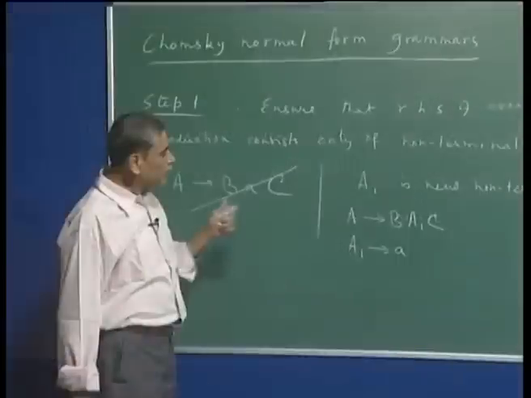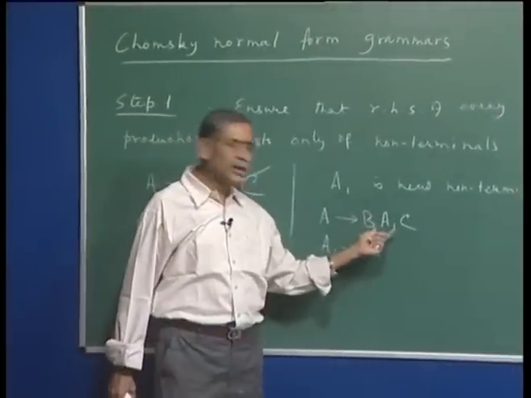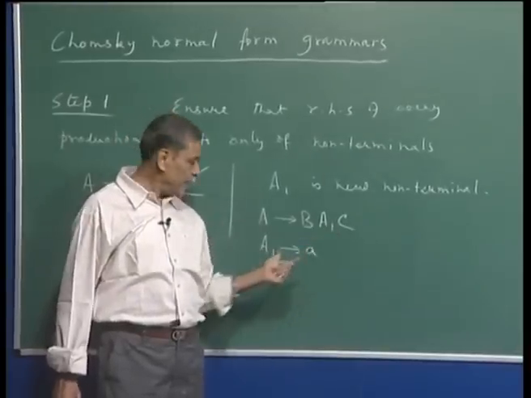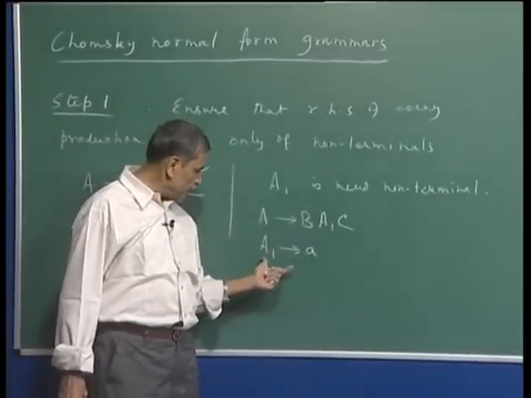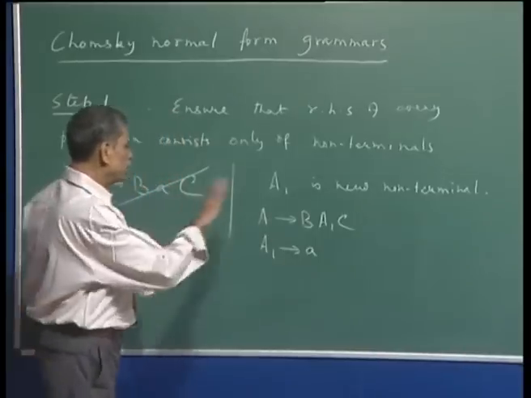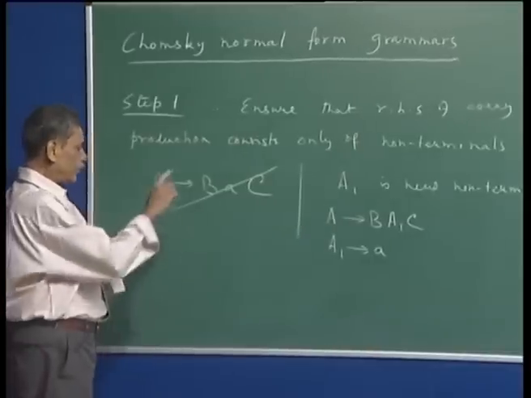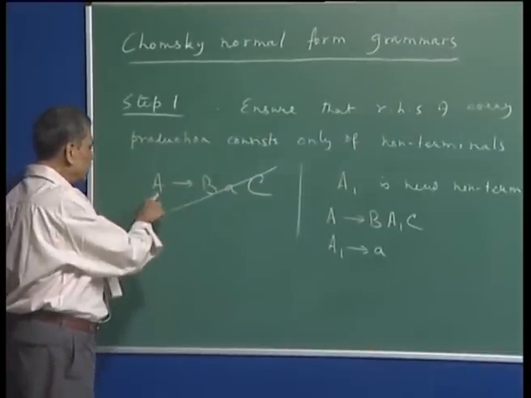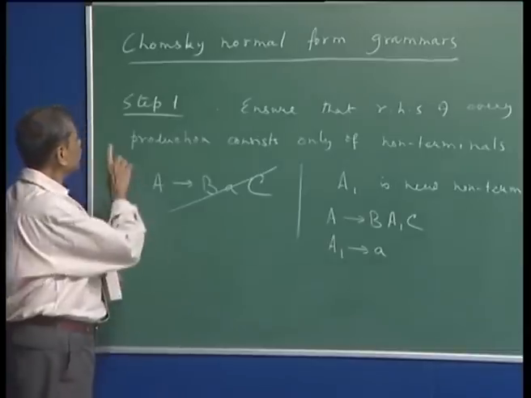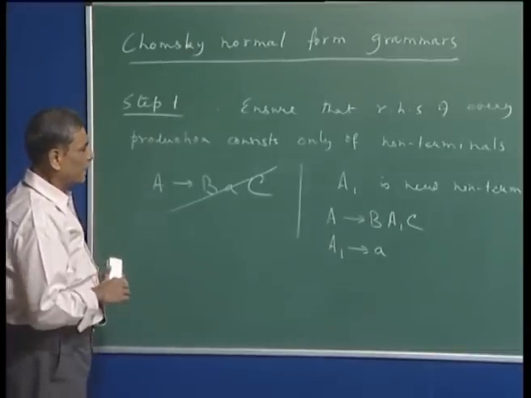So, for all that I will introduce this new non-terminal symbol, and then the addition of this production will ensure that the semantics will not change. In effect, I can have the A generating the string, all right. So, this is step 1.